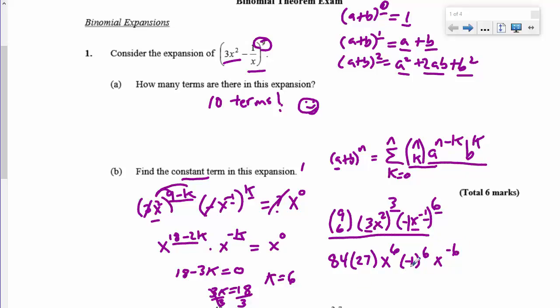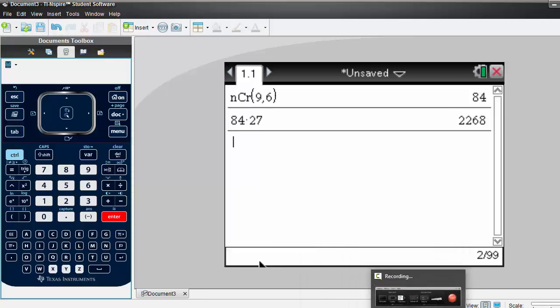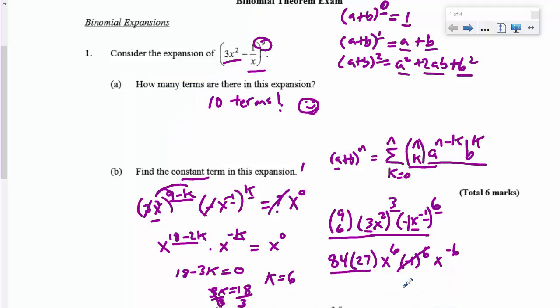So let's take a look at this. Negative 1 to the power of 6 is basically 1. We don't care about this, it's just not going to do anything. We have 84 times 27. That part is important, so let's figure out what that is really quickly. Since I don't want to do that in my head, 84 times 27 is 2,268. Okie doke. Okay, so this is 2,268.